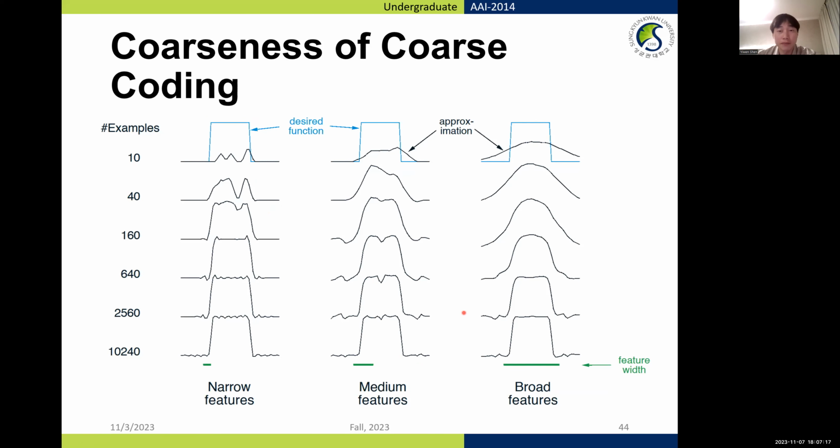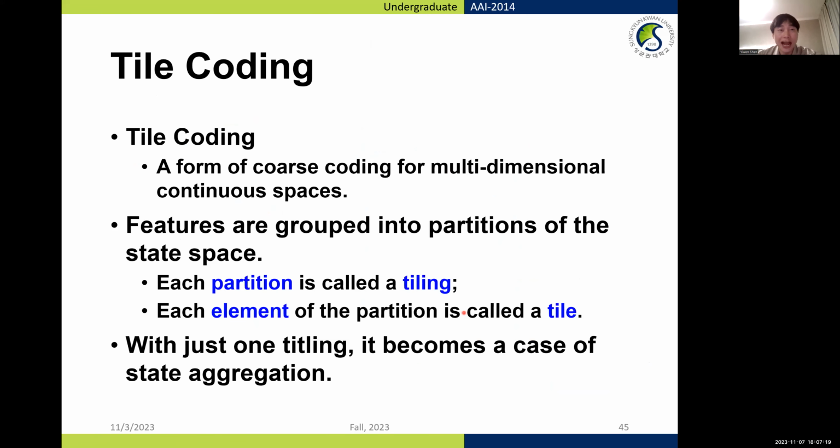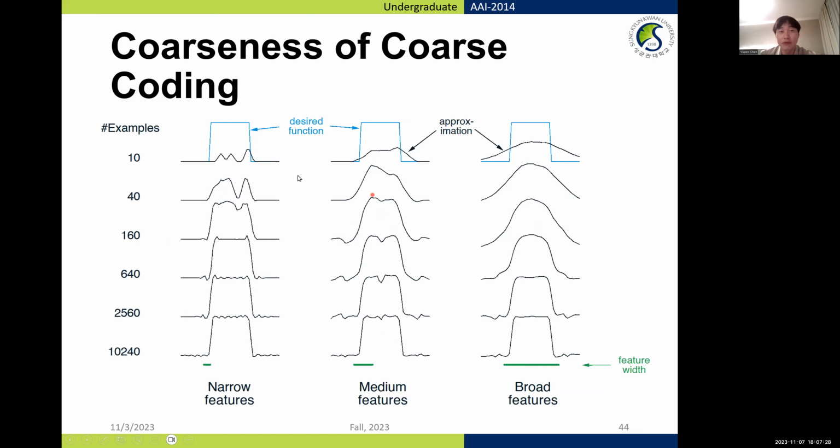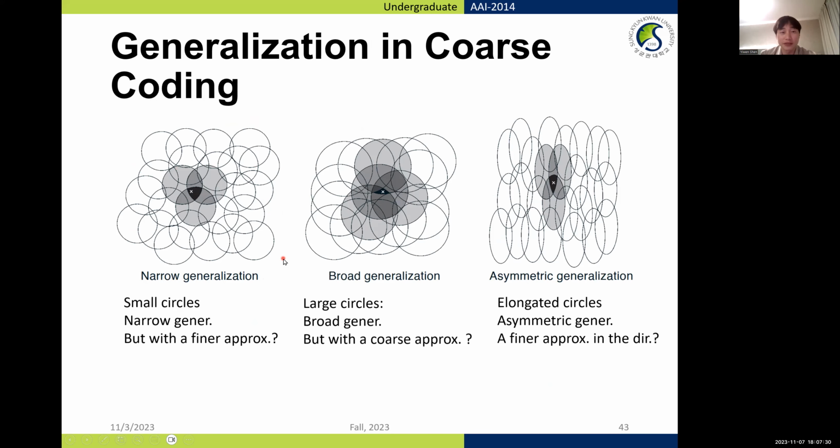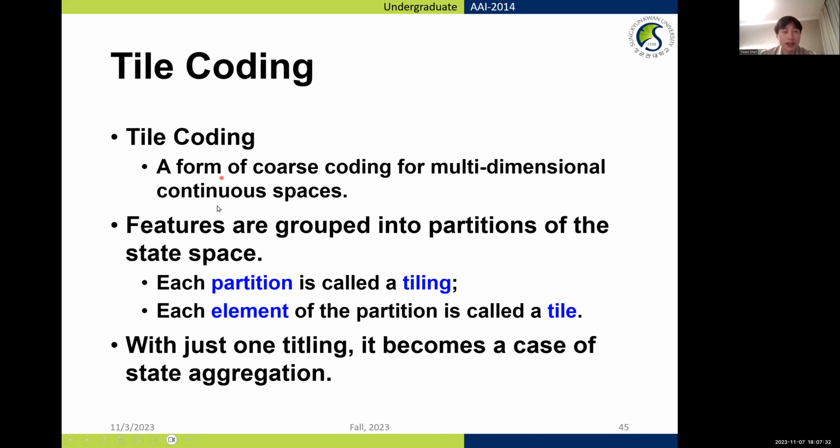This is coarse coding. Then tile coding. Tile coding is a form of coarse coding for multi-dimensional continuous spaces. Previously, we considered these 2D spaces, right? Now we are considering these multi-dimensional continuous spaces. So features are grouped into partitions of state spaces. We will look at the example later. So first we introduce some concepts here.